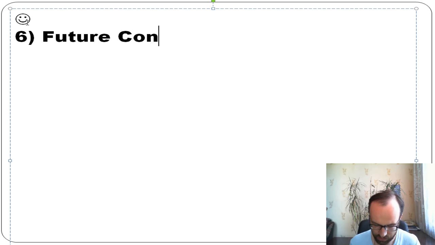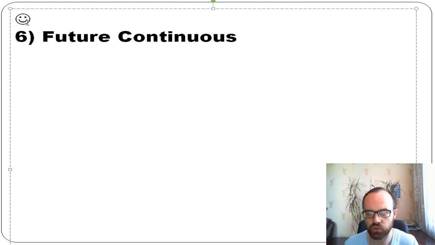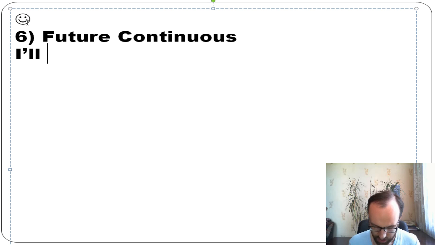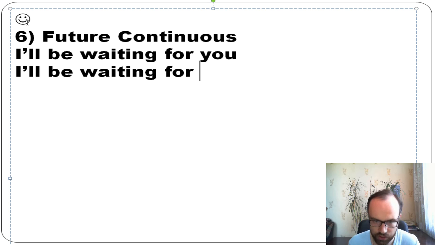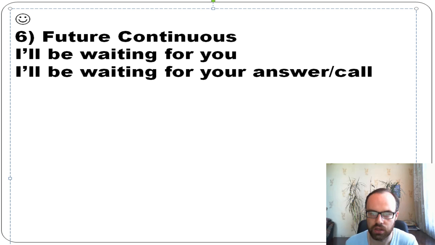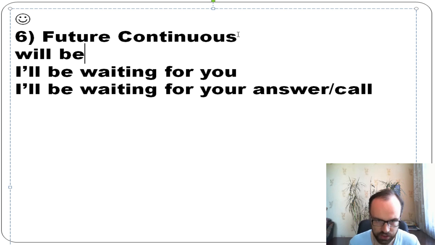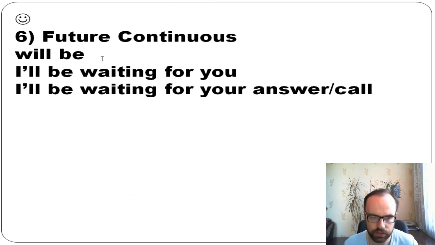Do you often use this tense? Why not? You know that we often use this tense in spoken English. For example, I want to say goodbye to my friend, and I can say bye, goodbye, see you. Or I can say this phrase, for example, I'll be waiting for your answer, then I'll be waiting for your call. Yeah, it's okay. So we form it this way: will be plus verb plus ing.